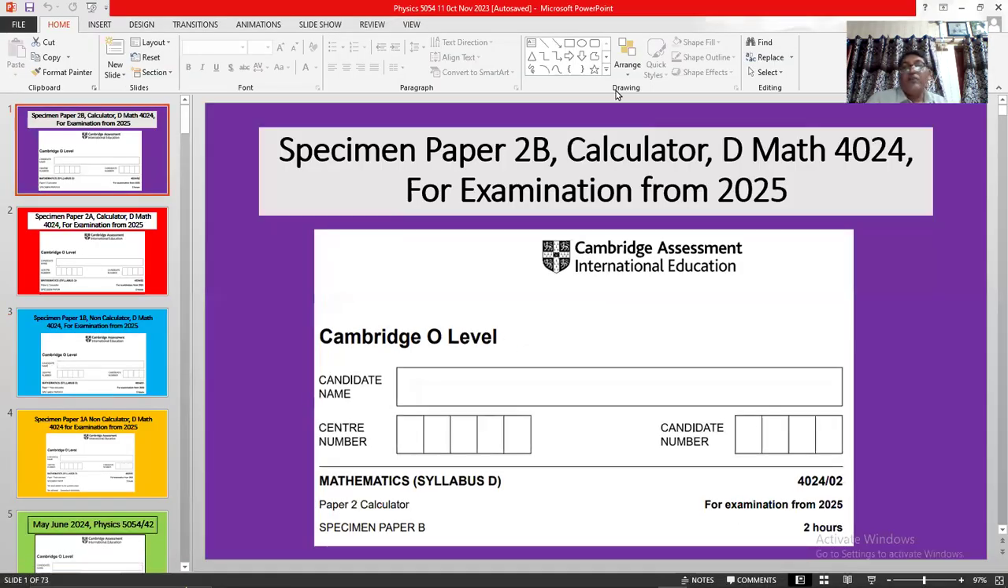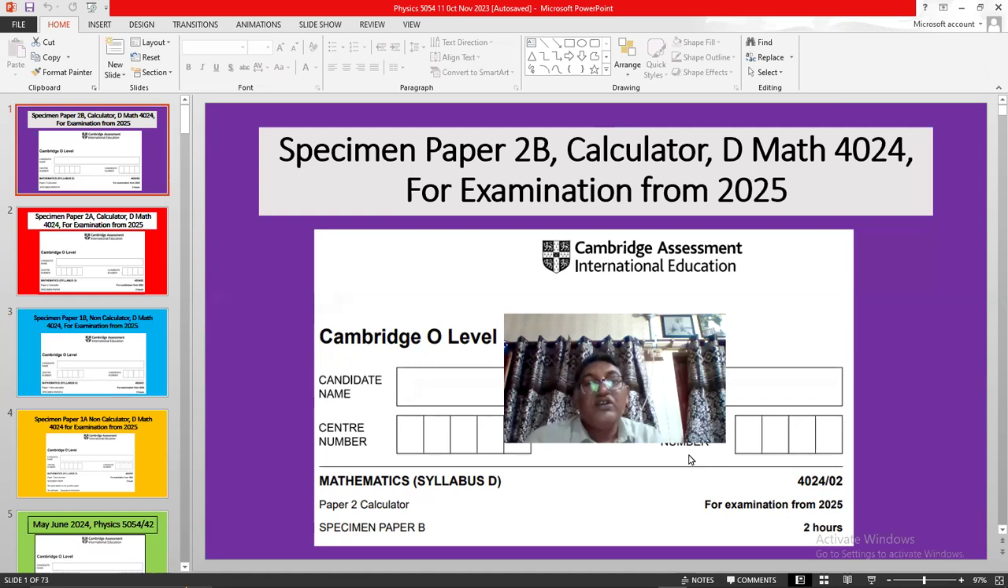In this video, I have tried to present the solution of this specimen paper 2B calculator DMAS 4024. This paper is for the examinations starting from 2025. There are slight changes in the syllabus of DMAS 4024, and this is the specimen paper issued by Cambridge for guidance. So in this video, I have presented the solution of this paper.